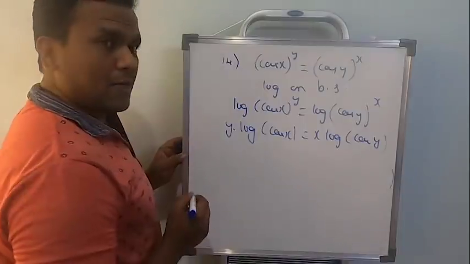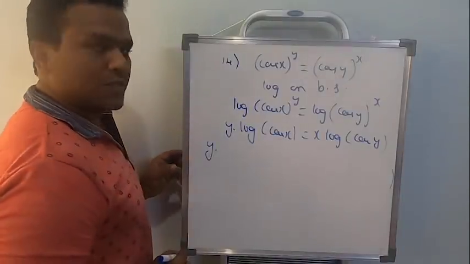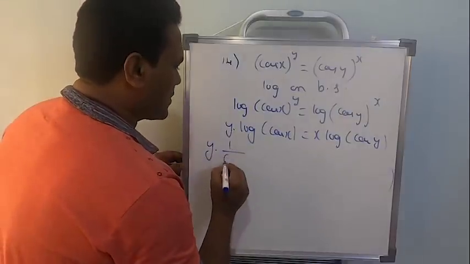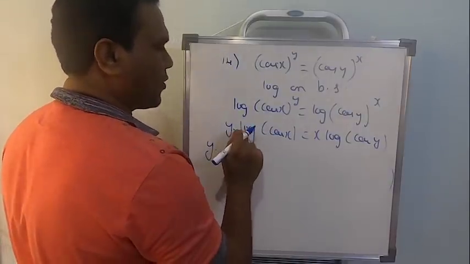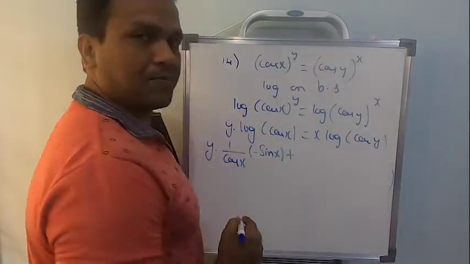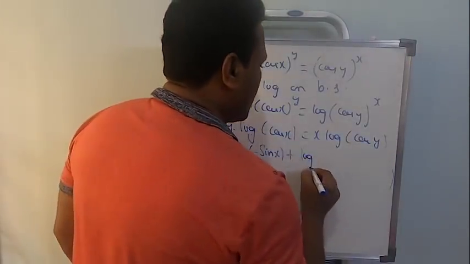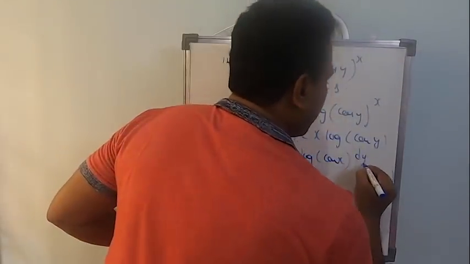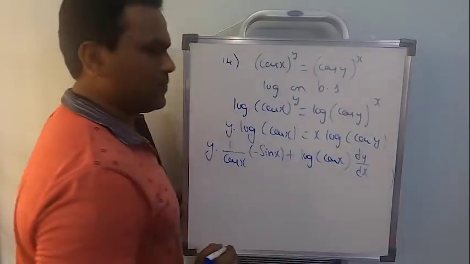When you apply the product rule on the left side, the first function is y, the second function is log of cos x. Differentiation of log of cos x is 1 by cos x, that is for log, then for cos, minus sin x, plus retain this log of cos x, and differentiation of y will be dy by dx.